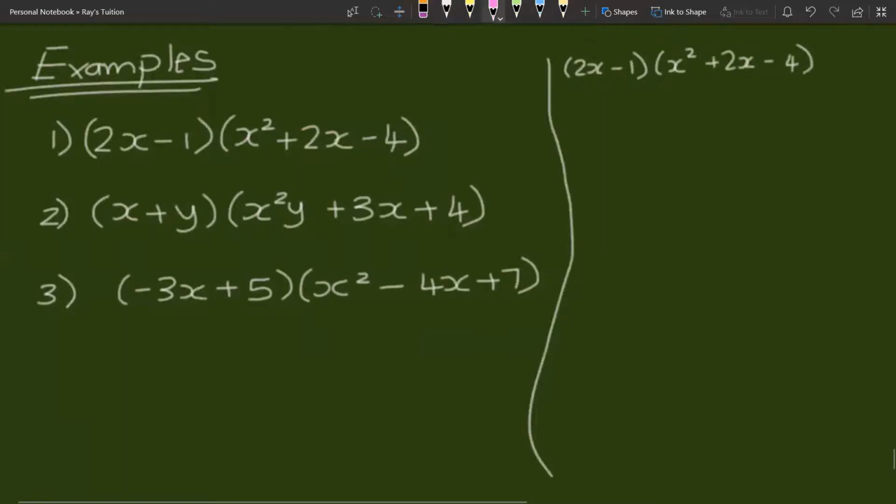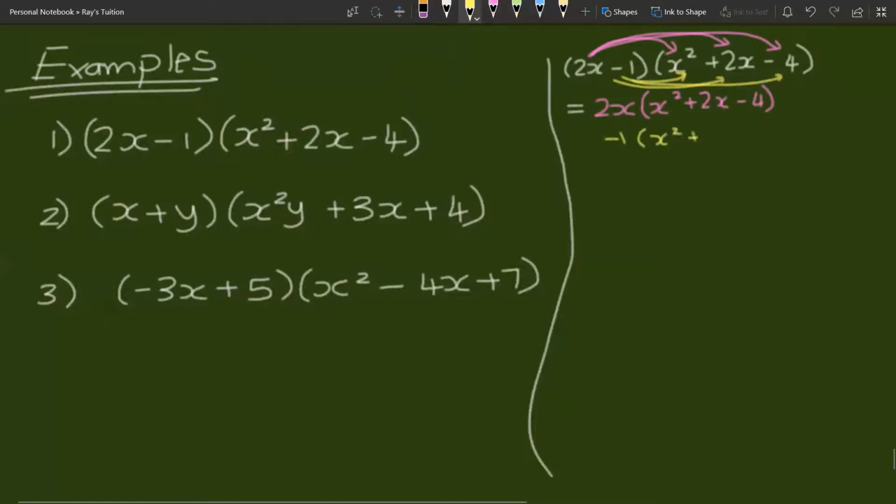So once again, I'm going to distribute this 2x to everything in the second bracket. So this here would become, I'm distributing the 2x, so 2x times everything in the second bracket, which is x squared plus 2x minus 4. And I'm also then going to distribute this minus 1 to everything in the second bracket. So it's going to be minus 1 times x squared plus 2x minus 4.